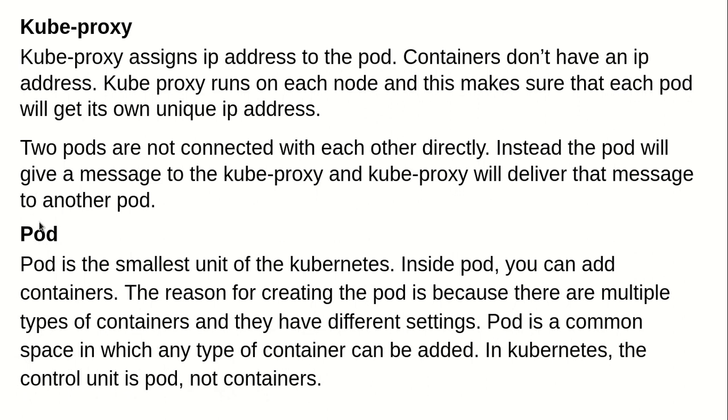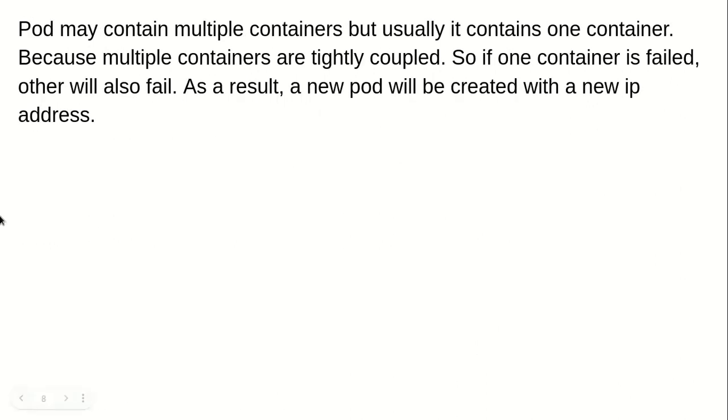All right, so now the next part is the pod. The pod is the smallest unit of Kubernetes. Inside a pod you can add containers. The reason for creating the pod is because there are multiple types of containers and they have different settings. So a pod is a common space in which any type of containers can be added. In Kubernetes, the control unit is the pod, not the containers. So the thing that will be controlled is basically the pod, not the containers.